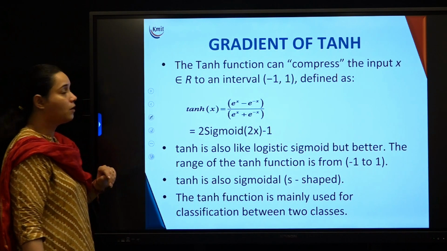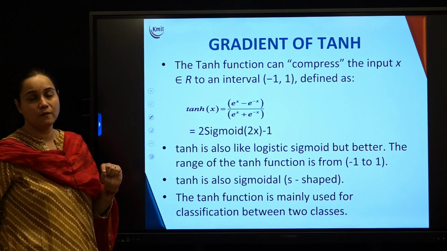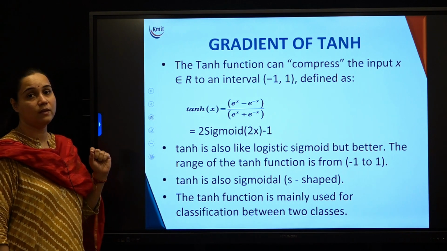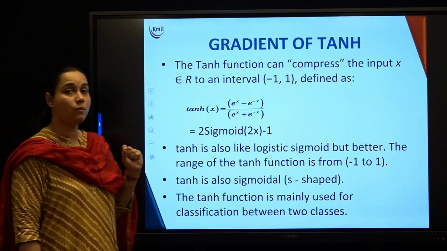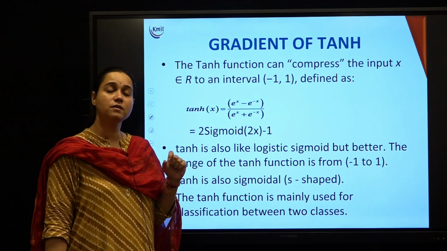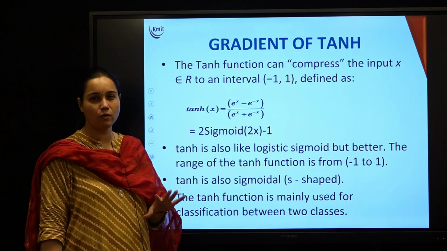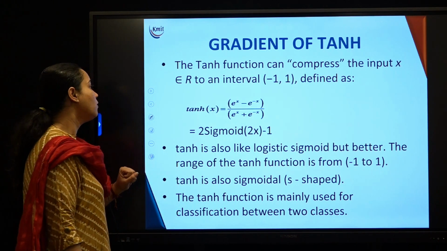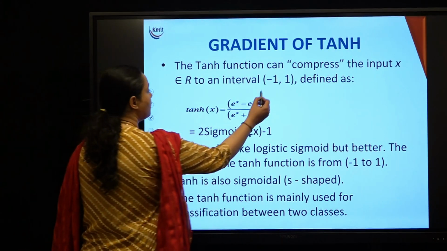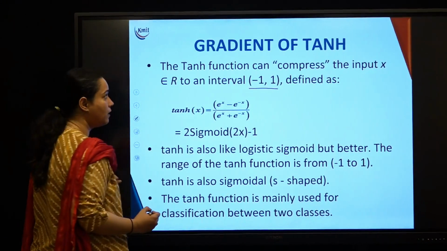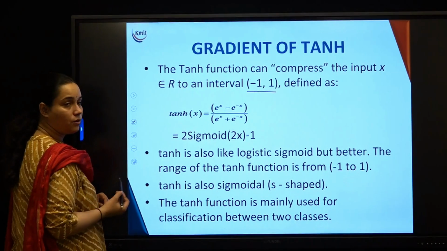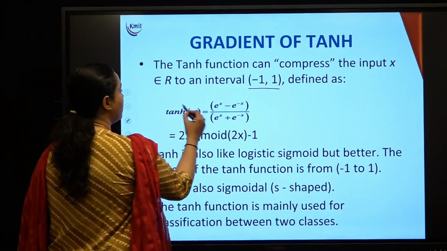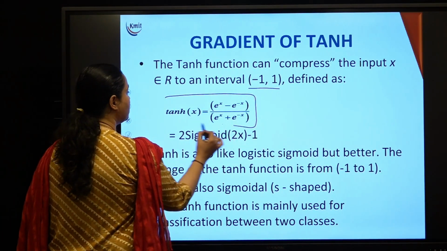Now, talking about the second most popular activation function, which we mostly use in hidden layers, the tan h function. Now, why am I picking the tan h function? Because the range of the tan h function is from -1 to 1, which I already told you. So, the tan hyperbolic function has the range from -1 to 1, and it is going to compress the input into an interval of that. And if you want to write the mathematical expression, it is this.